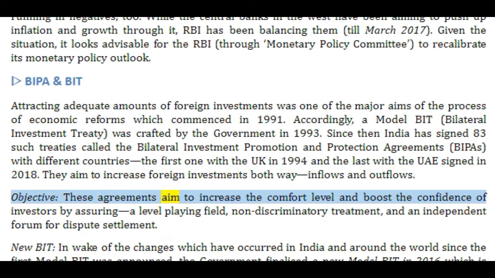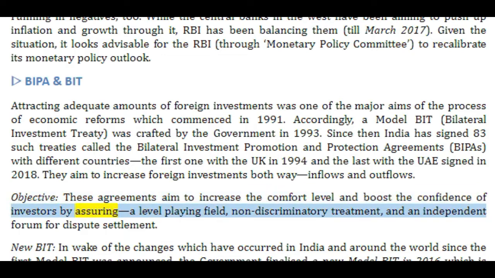Objective: these agreements aim to increase the comfort level and boost the confidence of investors by assuring a level playing field, non-discriminatory treatment, and an independent forum for dispute settlement.